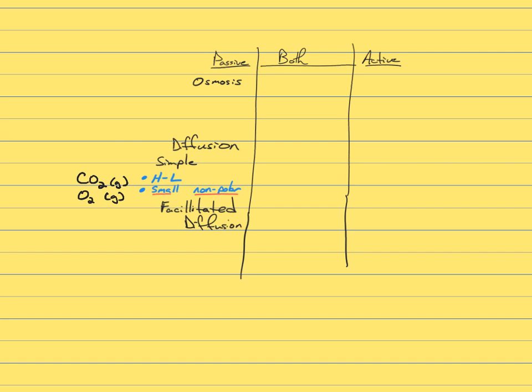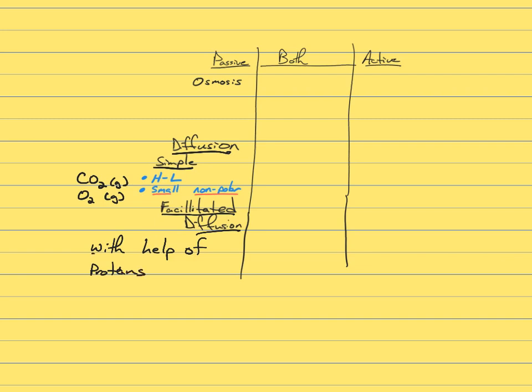So that's simple diffusion. Now salt and sugar are big and polar. Salt is ionic, so it's fully charged. That's not going to move across a membrane by simple diffusion. At best you're going to get facilitated diffusion. And facilitated diffusion is with the help of proteins.